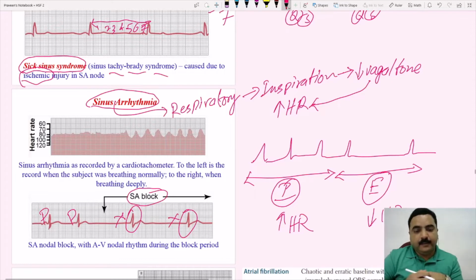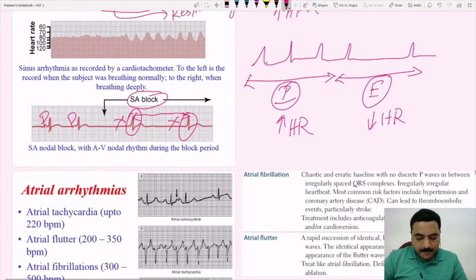But what will happen when the AV node is making the rhythm? You can see over here the rate is slower, because the SA node was having a much higher rate, whereas the AV node, when it is conducting, will have a lower rate. Okay, hope you understood that point. Okay, now let's move on.